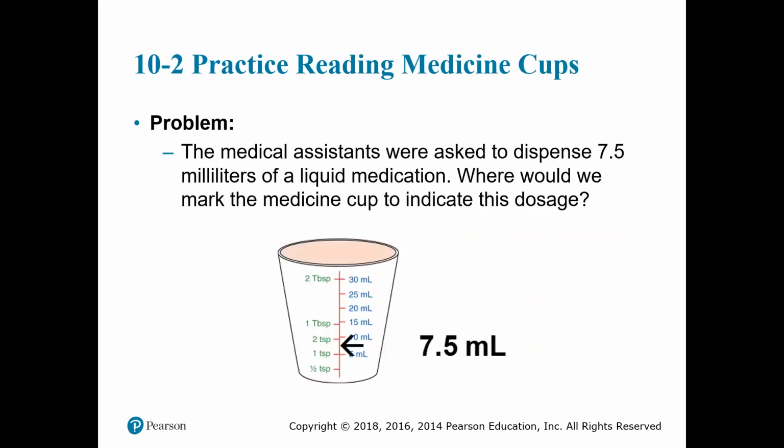Okay, so here's a problem. The medical assistants were asked to dispense 7.5 milliliters of a liquid medication. Where did we make the mark on the medicine cup to indicate this dosage? Well, it's a little hard to see because the answer is already there, but you can see 5 and 10, and 7.5 is right halfway between 5 and 10. So that's why you have the marker here at that halfway mark between the two.